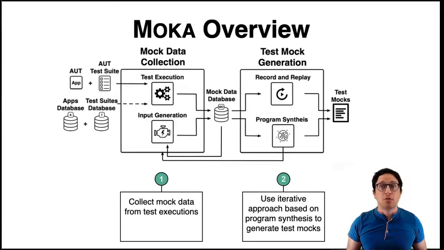The final output of the framework is a set of reusable test mocks. We call these mocks reusable as they can also be used with updated or even newly created tests. Additionally, these mocks can also be used for tests of different apps. Let me now give you some details on how the two phases of the framework work.